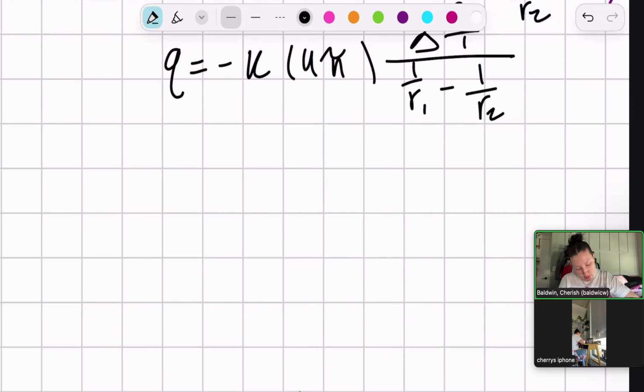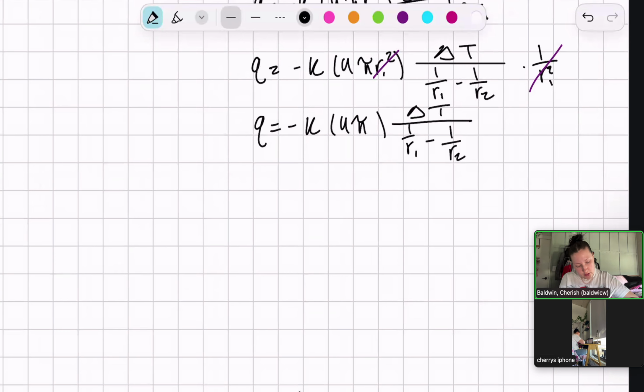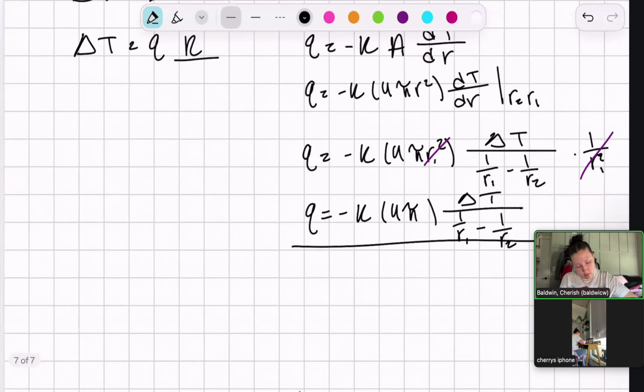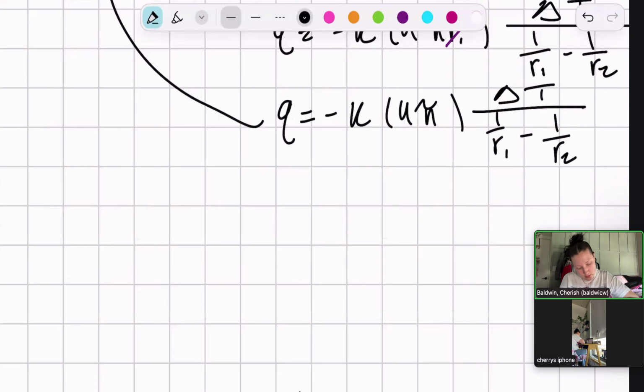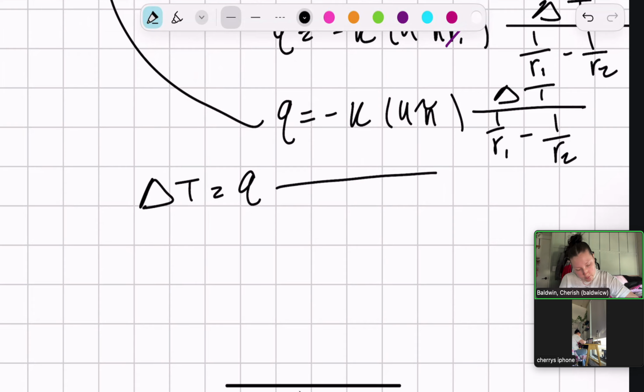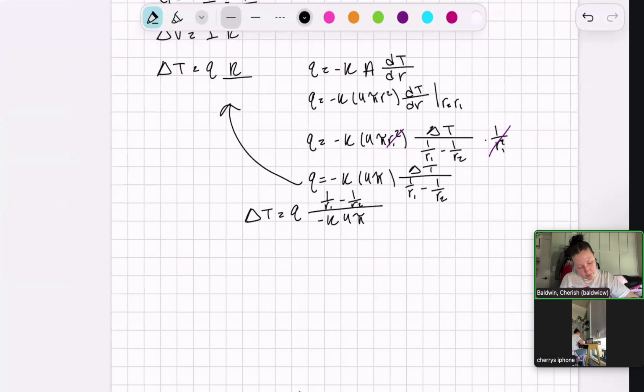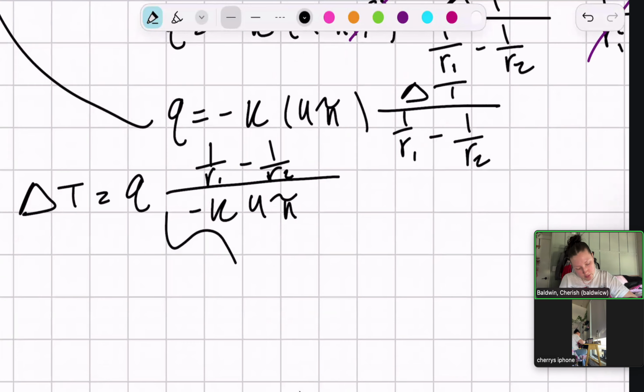So then turning this into this form, we get delta T equal to Q times 1 over R1 minus 1 over R2 over negative K 4 pi. So this is R.